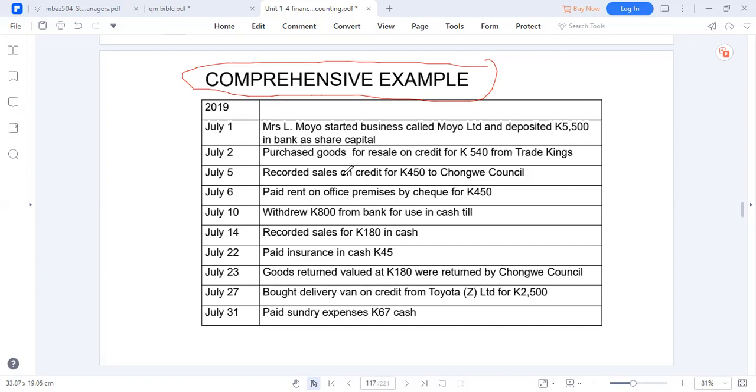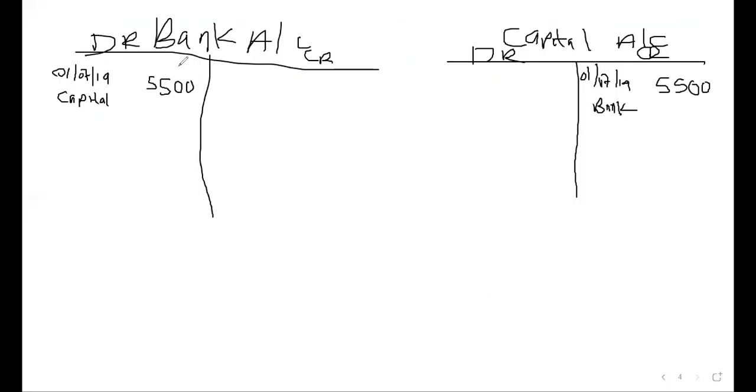Okay, so let's look at the next transaction. So assume that you are Mrs. Moyo, and you started business with that amount. So what received was the bank. That's why the bank received. That's why we have the debit side, a receipt. Credit is a payment. So capital got given to the bank. So credit and debit. So we can get down to the other one.